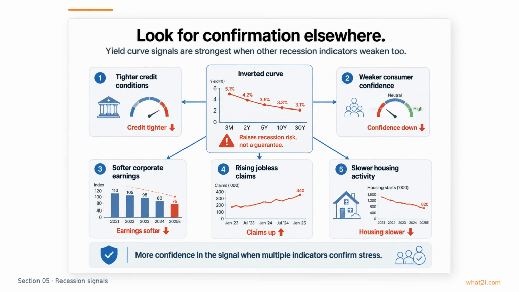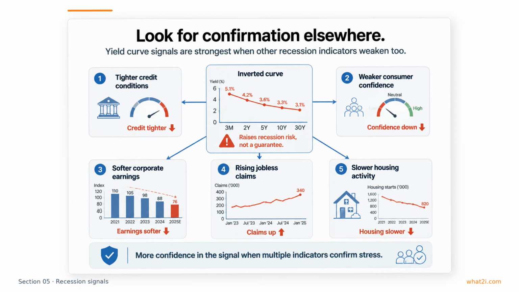The yield curve becomes much more convincing when other indicators confirm the same story. Tighter credit conditions suggest banks and markets are becoming less willing to extend risk. Weaker consumer confidence can signal softer future spending. Softer corporate earnings point to pressure on business activity, while rising jobless claims hint at labor market deterioration. Slower housing activity can reinforce the idea that interest-sensitive sectors are weakening. When several of these measures line up with an inverted curve, the recession signal carries more weight.